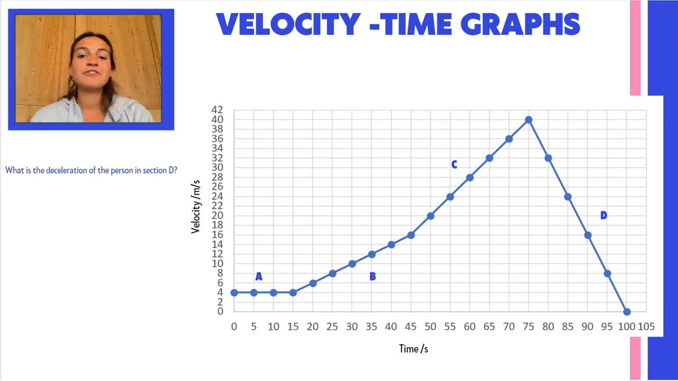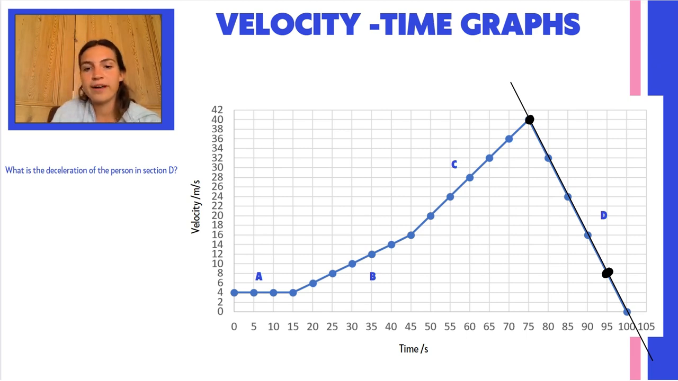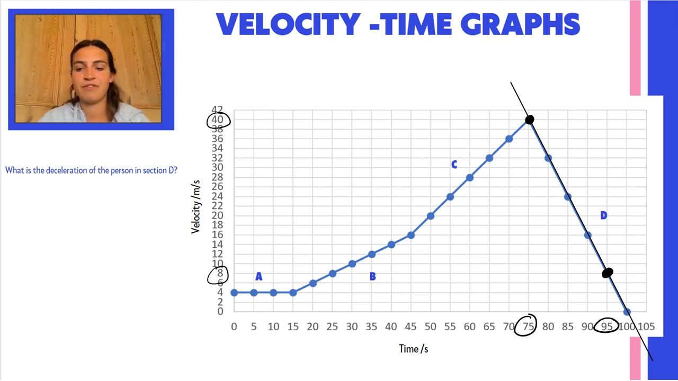Okay, now to find the deceleration of the person in the section D, so draw a straight line in. Then I've chosen these 2 points because they're quite convenient points. I can see straight away that the coordinates of those points are 75, 40 and 95, 8.